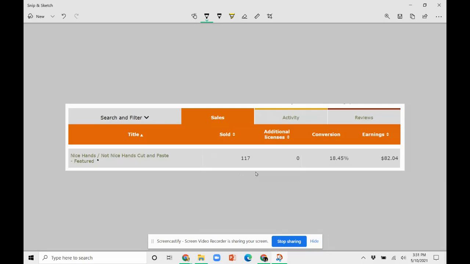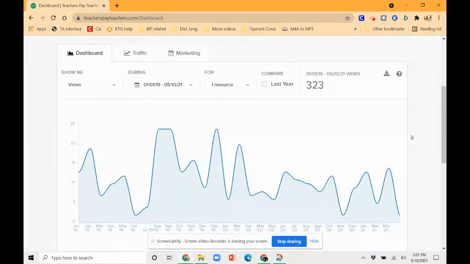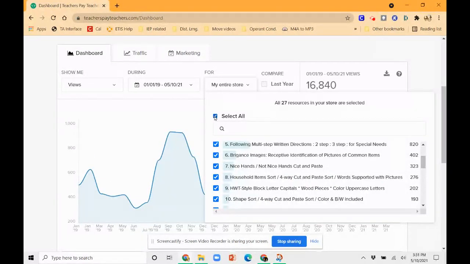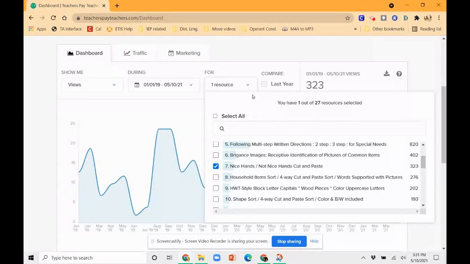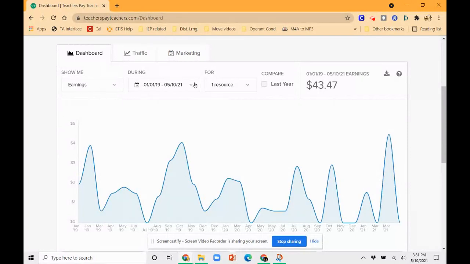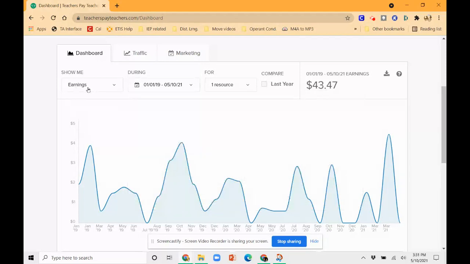And then I was looking at my numbers and I realized the number of items sold didn't increase that much since September. So I dug a little deeper and I figured out that I can see, okay, I'm already looking at it here. In my dashboard, I deselected everything because that's the default. And then I selected just the Nice Hands product. And then the default is also earnings. And then I also put in a custom date range, and I wanted to see from January of 2019 until today, how much have I earned on this product?